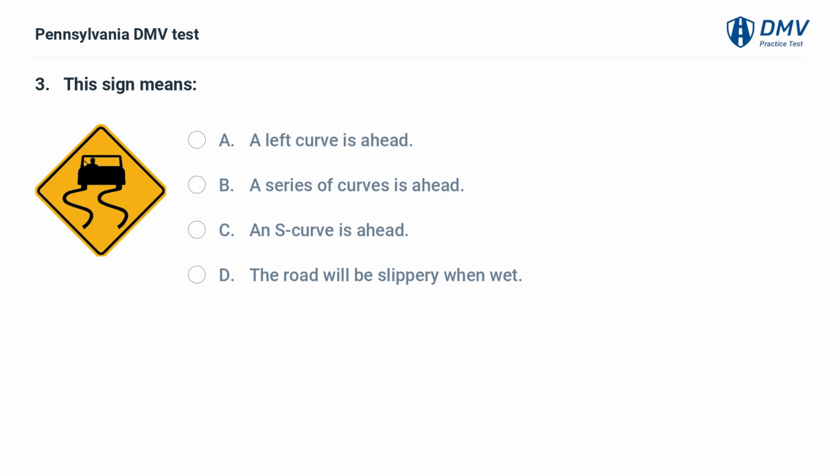This sign means A. A left curve is ahead. B. A series of curves is ahead. C. An S curve is ahead. D. The road will be slippery when wet.